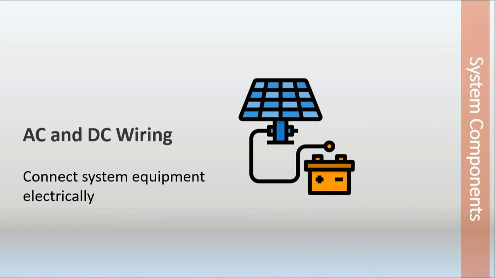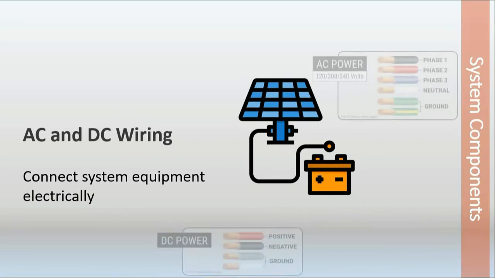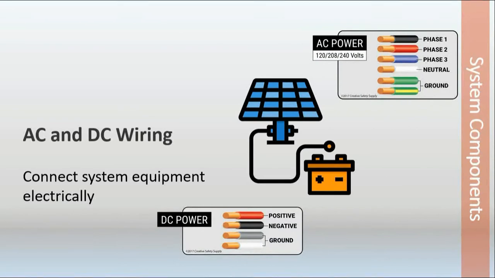We use both AC and DC wiring to connect the different system equipment. We use the DC wiring before the inverter to connect the solar panels to batteries and the batteries to the inverter, and we also use the AC wiring to connect the inverter to the other system components like the panel board and the rest of the system.